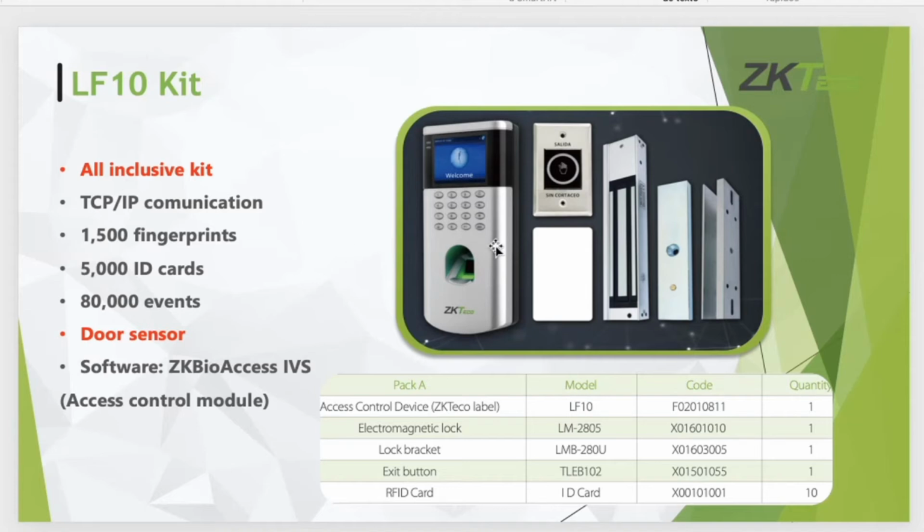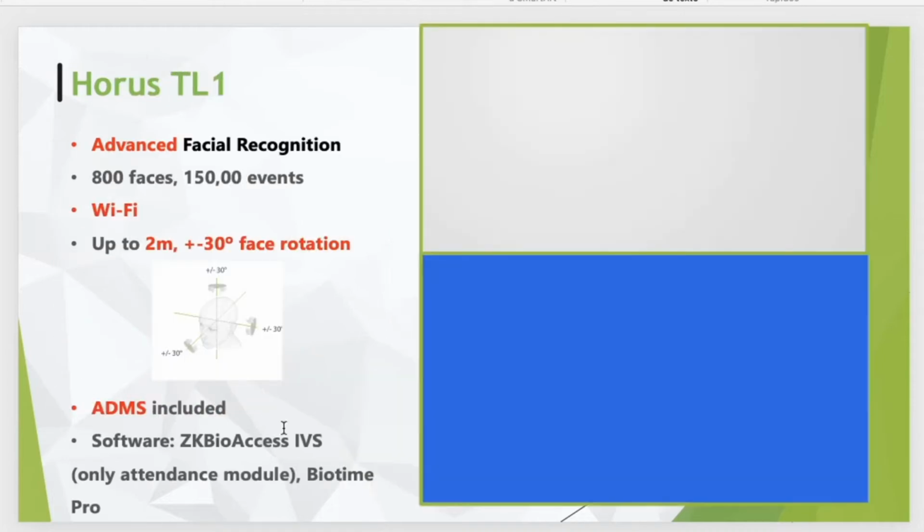As we can see in the picture, the kit includes one access control and time and attendance device with fingerprint. It's a biometric product with TCP/IP communication. It means that you can connect an Ethernet cable and connect to one software. In this case, the software that is going to work with this device is the free CK BioAccess IBS in the access control model. Okay, this is very important, the access control model, because this device is also compatible with CK BioAccess IBS, but only in the time and attendance model.